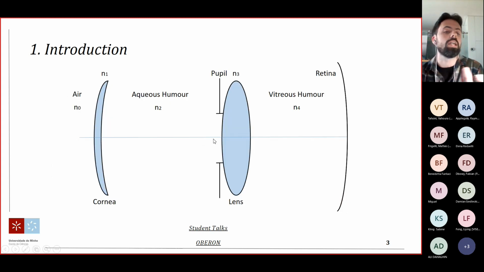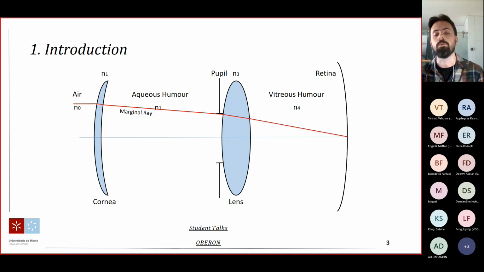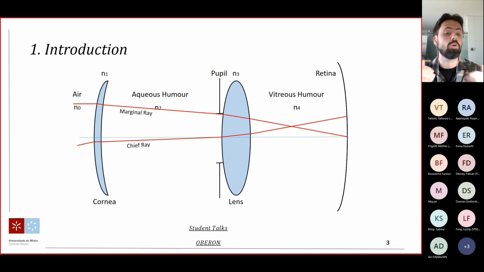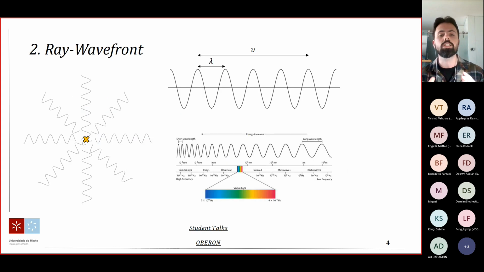With this knowledge and a model as simple as this one, we are able to have a good intuition of how the propagation of the light, or this pencil of light, is going to be in the human eye. So what I would like to explain in this presentation are some concepts, for example, what these rays that we are drawing are, what these indexes that can appear here are, or how the light behaves when it finds different kinds of surfaces. So I would like to start by talking about rays and wavefronts.